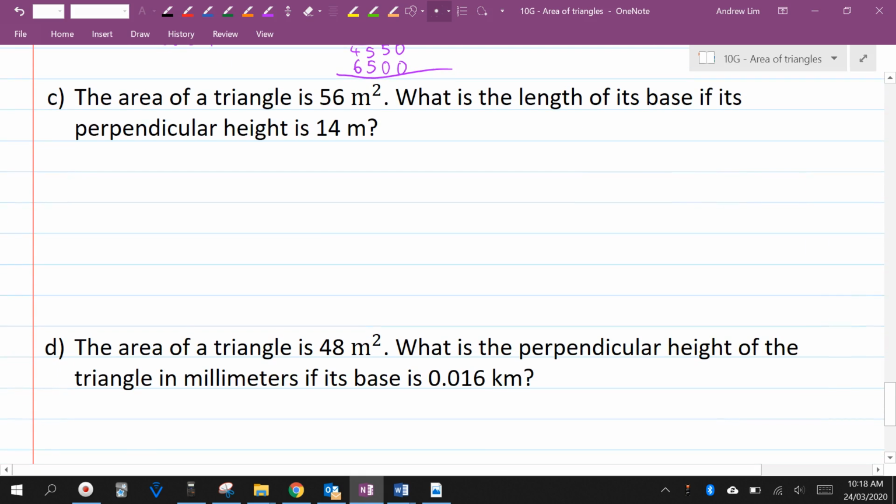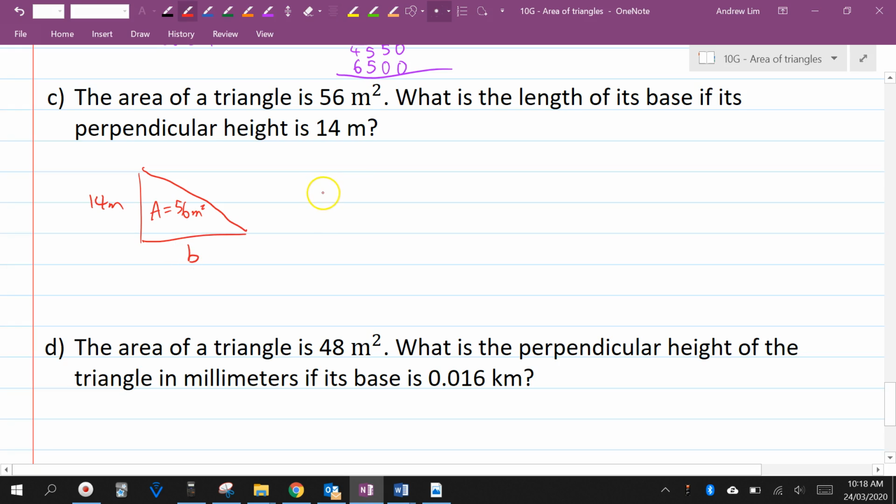I'm going to go through question C with you, and then I want you to pause the video and have a go with question D. So question C says the area of a triangle is 56 square meters. What is the length of its base if the perpendicular height is 14 meters? So I'm just going to draw this out. I know that the area is equal to 56 square meters. The perpendicular height is 14 meters. So what is the length of the base? Let's call that B for base.